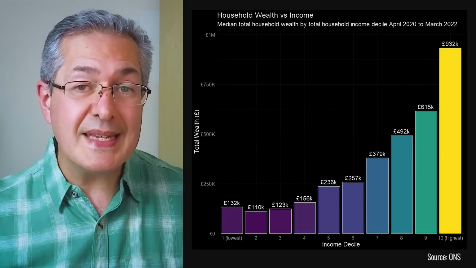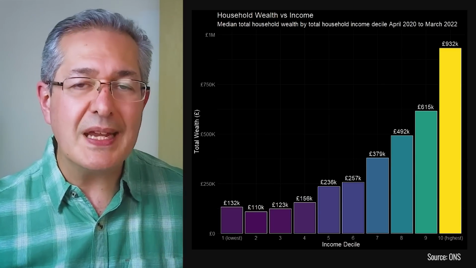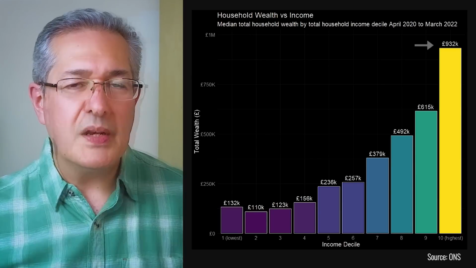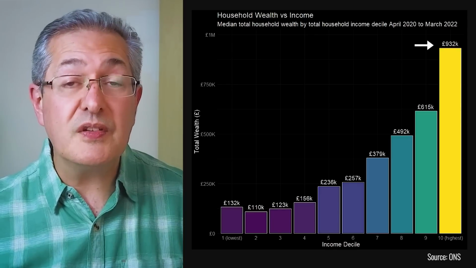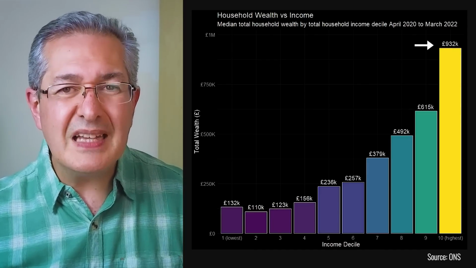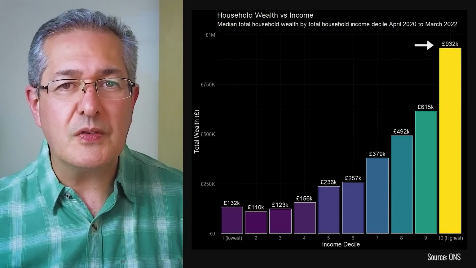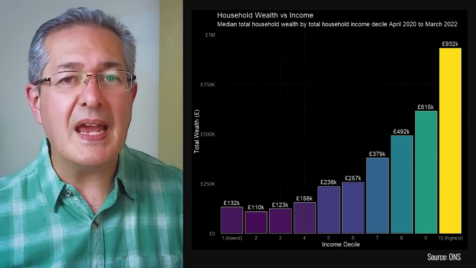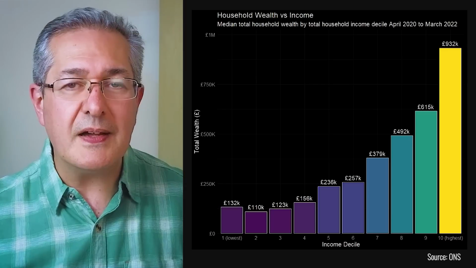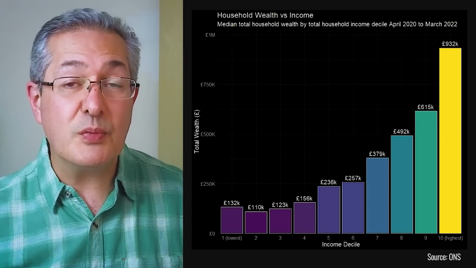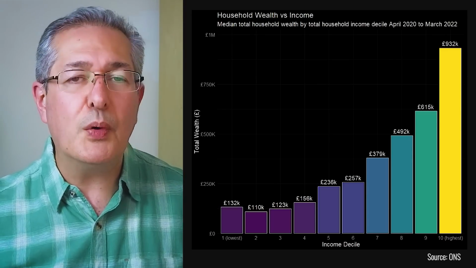Of course, as we increase income, what you see is a gradual increase in household wealth. But if you look at the top decile, you can see that the typical wealth is a little bit short of £1 million. Now that's about 10 times what you'd get in the lowest income decile. So a vast disparity between the richest households and the poorest. What's also fascinating is breaking down those deciles according to the wealth components we've seen already.